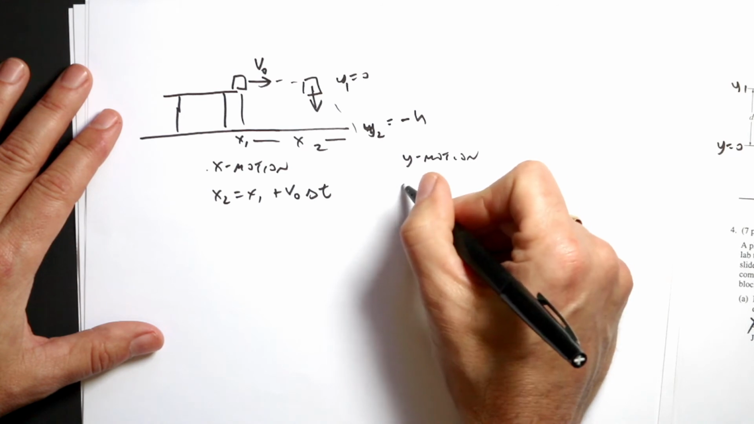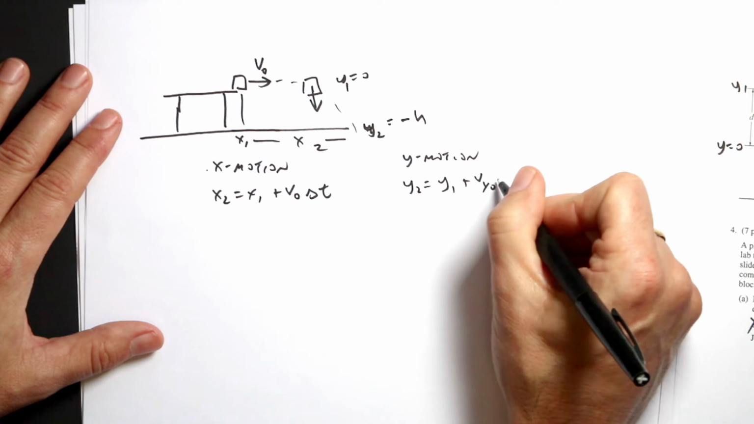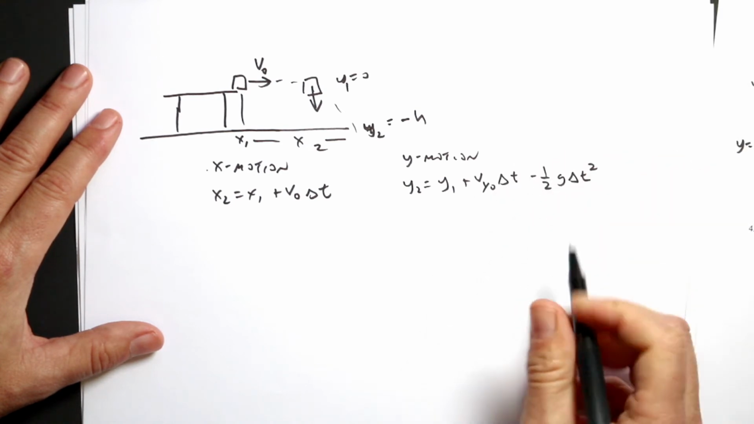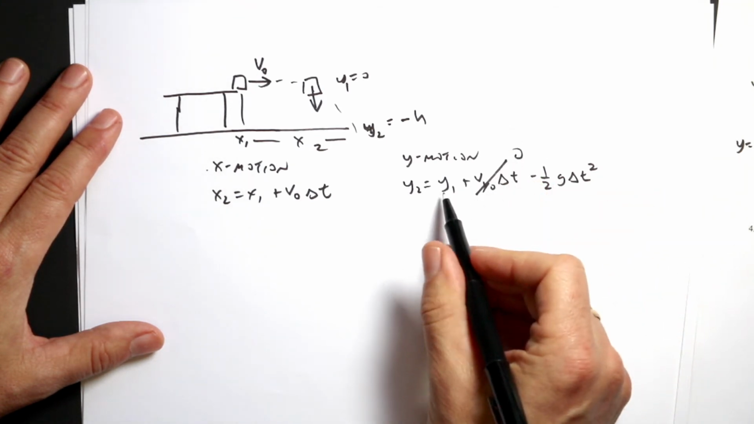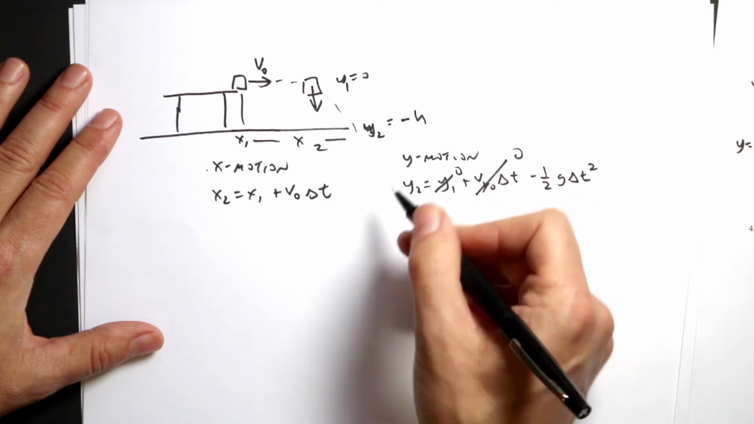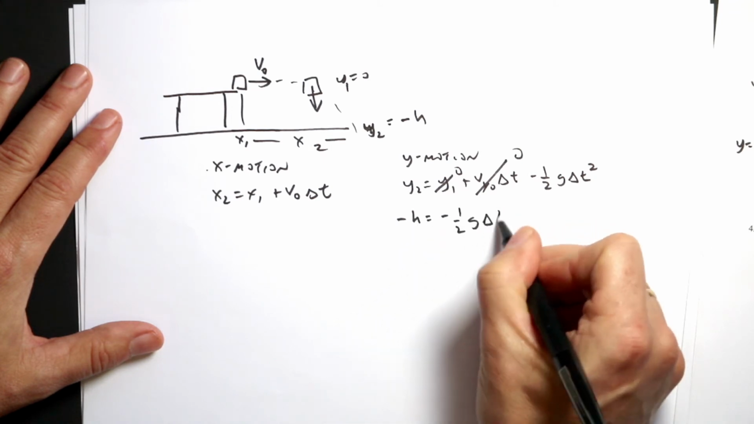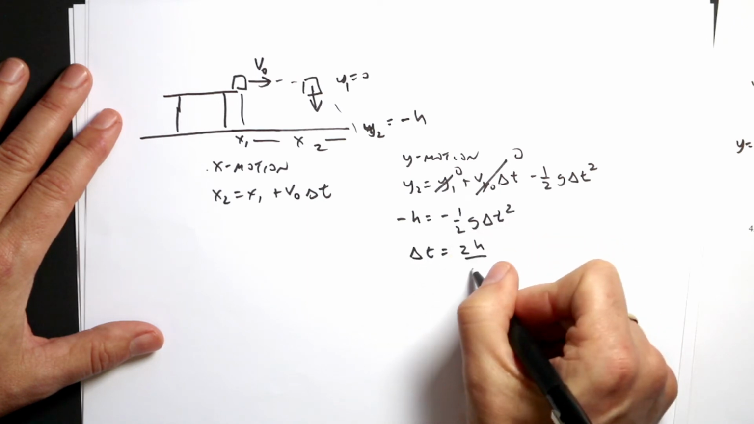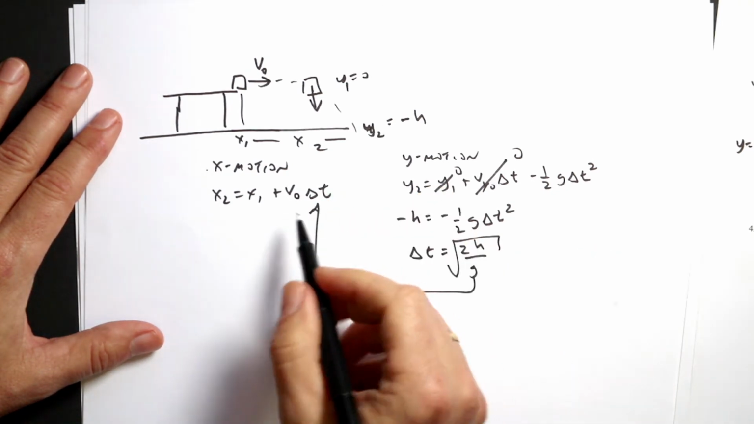So I could say y2 equals y1 plus vy0 delta t minus 1/2 g delta t squared. In this case, it starts with an initial y velocity of 0, and it starts at y equals 0. And y2, negative h, equals negative 1/2 g delta t squared. Delta t is going to be equal to the square root of 2h over g. Put that in up there. Okay, so that will tell me how far it went.